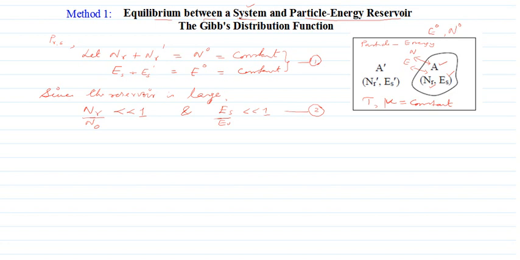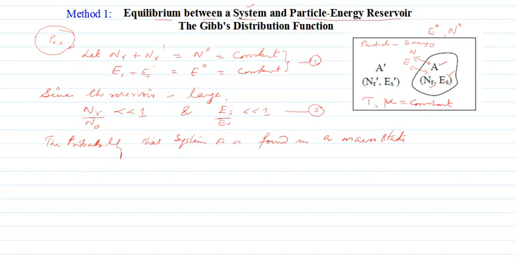Now, as I told you in the beginning, what we are interested in is calculating the probability PRS. So what is probability PRS? It is the probability that our system A is found in a macro state. Corresponding to every macro state, there will be a large number of what? Microstates, you know.